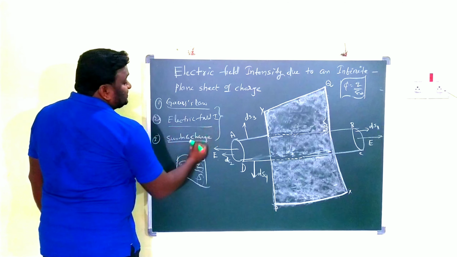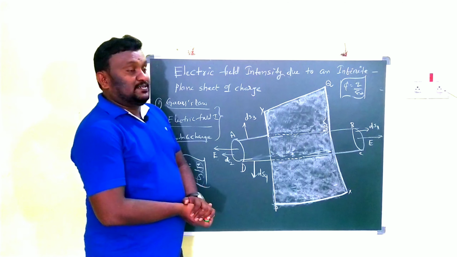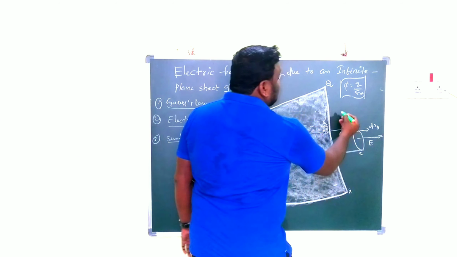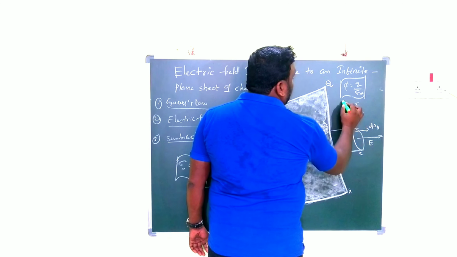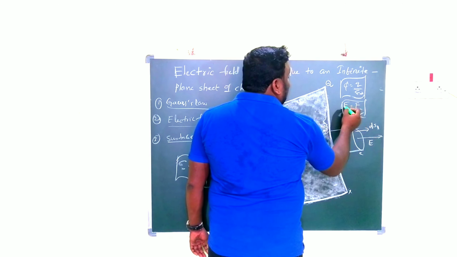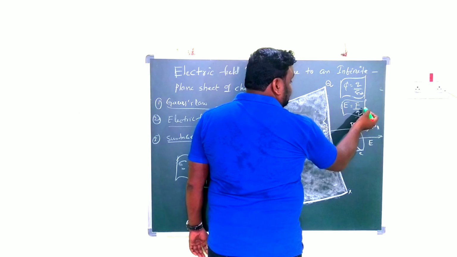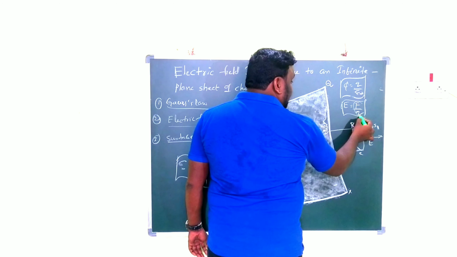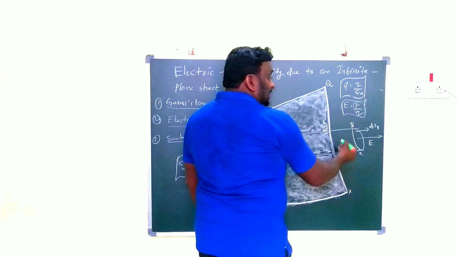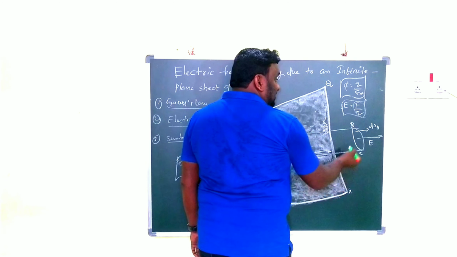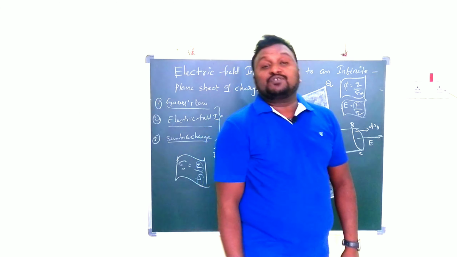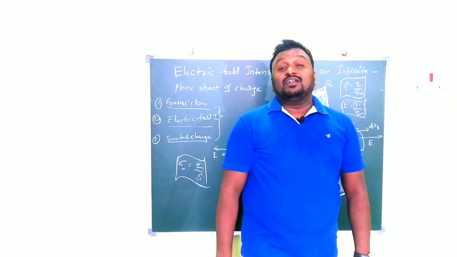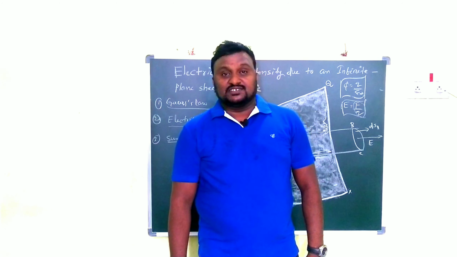Now what is meant by electric field intensity? Electric field intensity is defined as E is equal to F by Q. It is the force experienced by the charge at a point in the field. That is what we call electric field intensity.